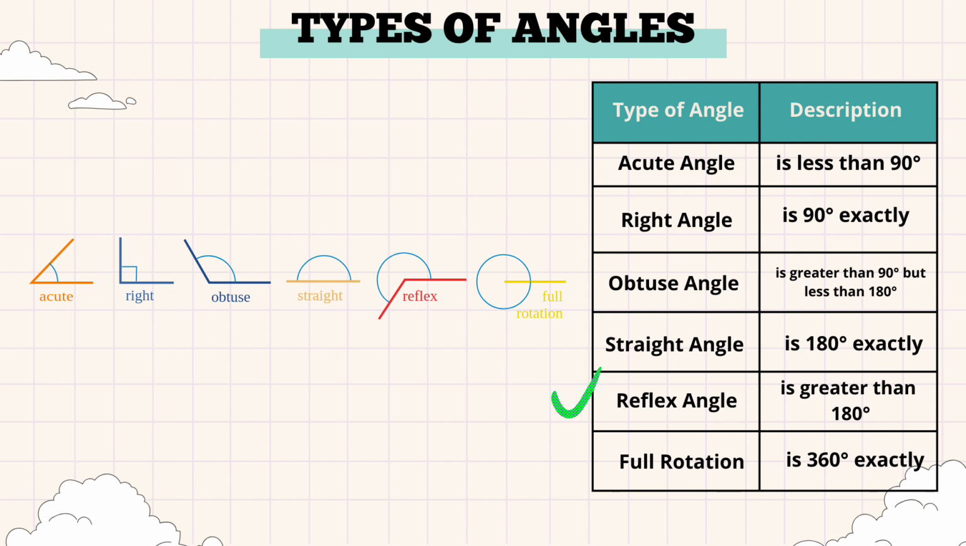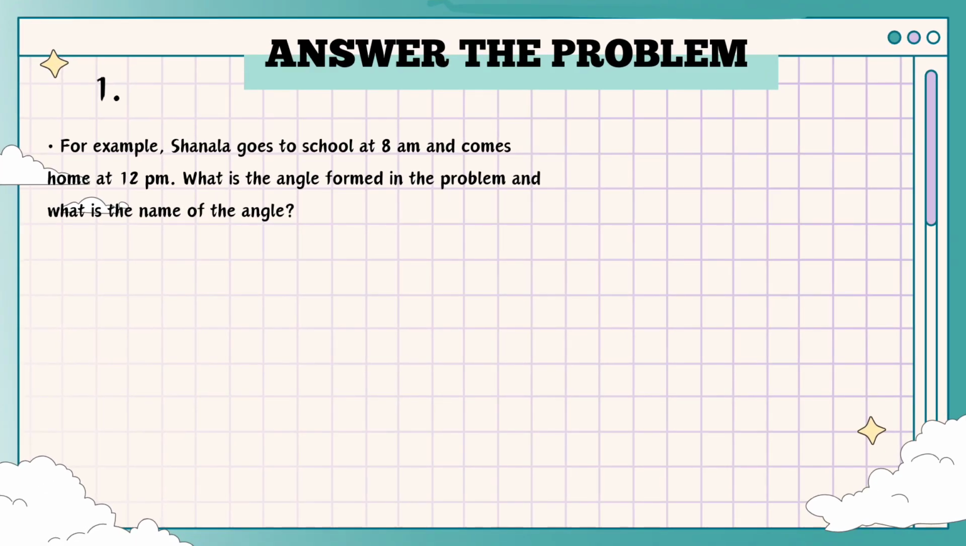Reflex angles also include various angles. A reflex angle is an angle that is more than 180 degrees but less than 360 degrees. A full angle is the largest angle because the size is one full rotation, or the equivalent of 360 degrees. Maybe that's my only explanation regarding angles.